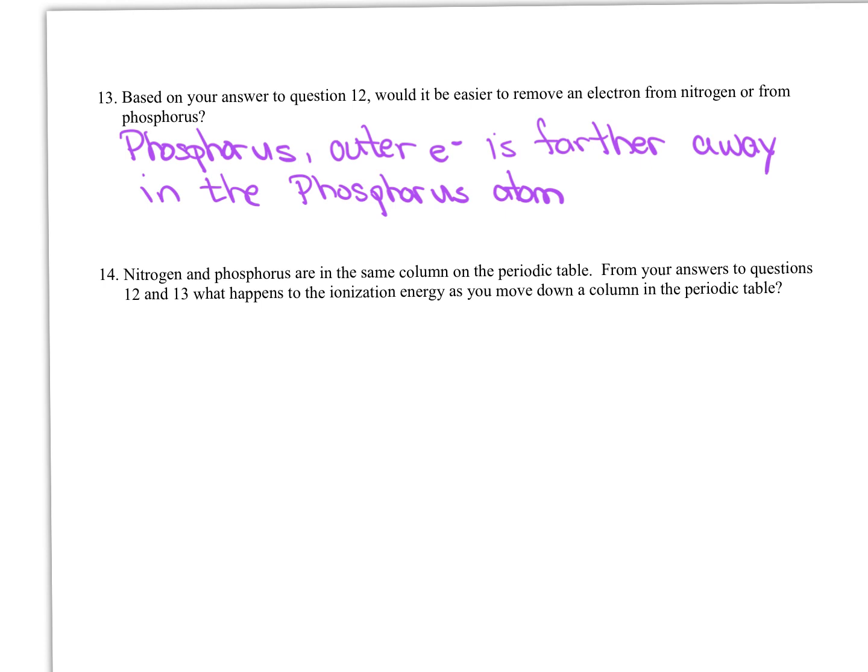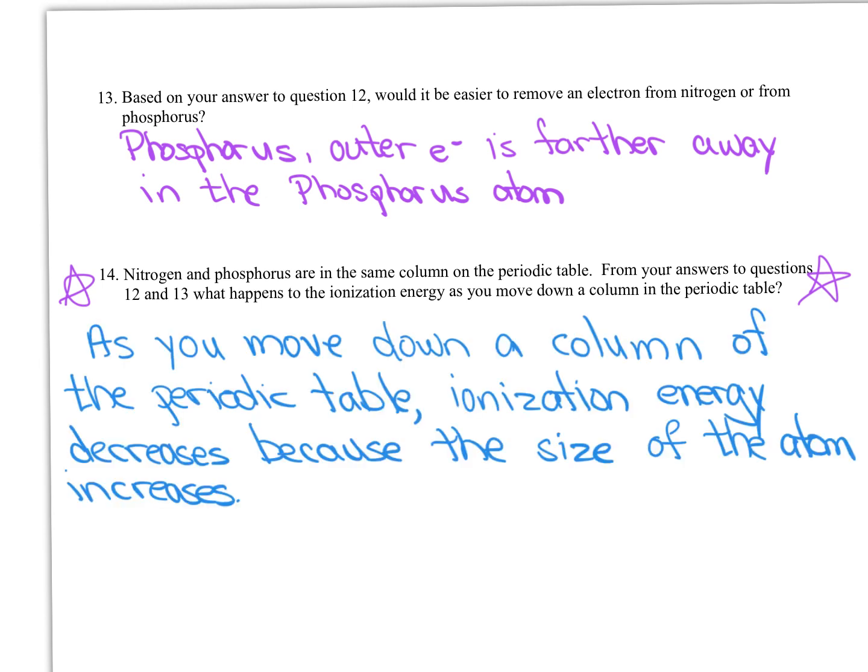Question number 14. Nitrogen and phosphorus are in the same column on the periodic table. So now we're going to try and find the pattern. From your answer to questions 12 and 13, what is happening to the ionization energy as you move down a column in the periodic table? And this is the question that's going to give us what we need to know. So we need to write this very carefully.